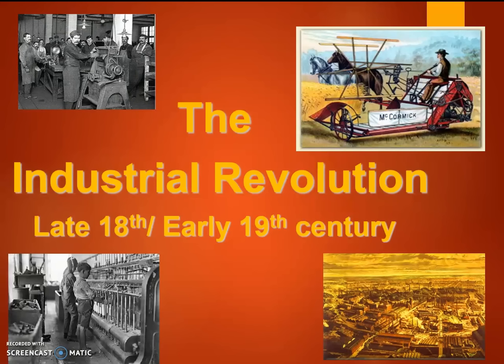The Industrial Revolution occurs during the late 18th and early 19th century. It is a transition in how goods are produced, who's producing them, where they're produced, where people live, and a transition in agriculture, transportation, etc.